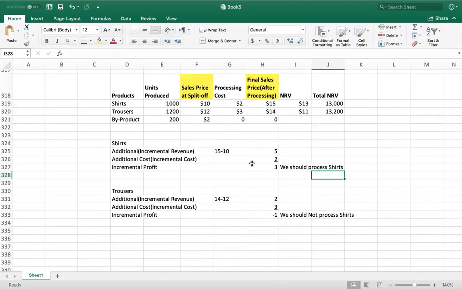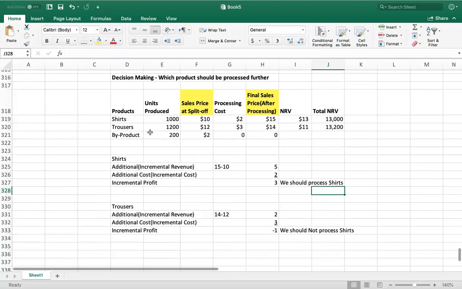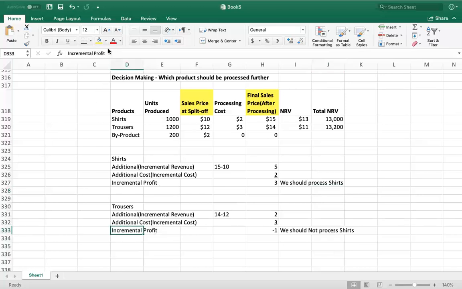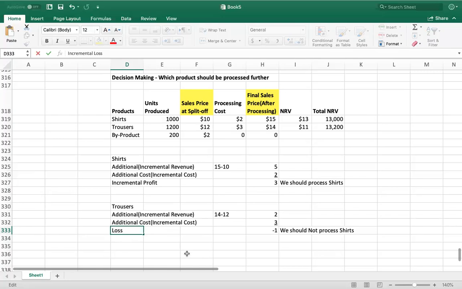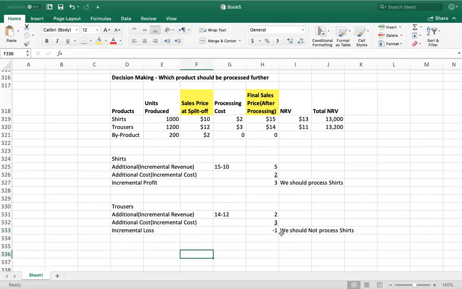Sometimes in the examination, he will give you a situation like this, and he will ask which product we should process and which product we should not process. So you will see the additional or incremental revenue minus incremental cost, which is equal to incremental profit or loss. If it is profit, you should process, otherwise you should not process. Here we have incremental loss, so we will not process. Here we have incremental profit, so we will process. In this way, you can write your answer.